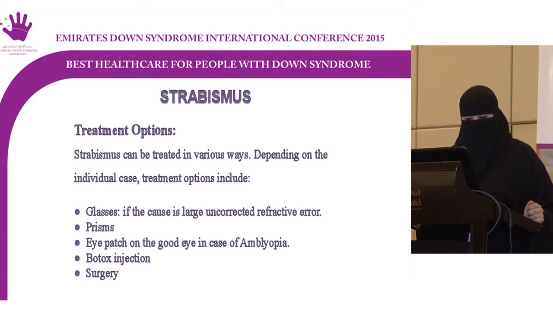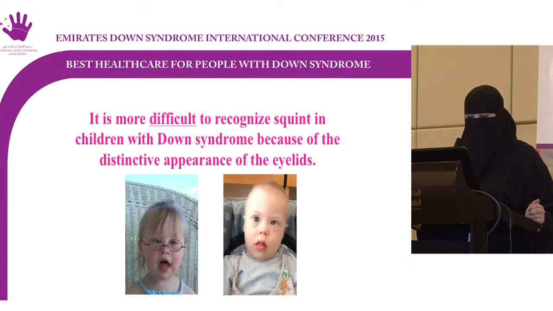Treatment of strabismus can be done in various ways, depending on the individual cause. It can be glasses in case of large uncorrected refractive error, with prisms, an eye patch in case of amblyopia, Botox injection, or surgery. It's more difficult to recognize squint in children with Down syndrome because of the distinctive appearance of the eyelid.